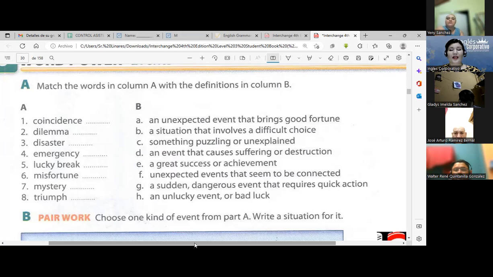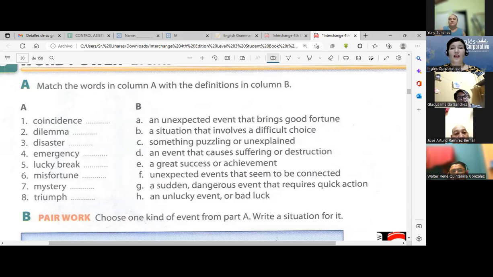But what is the definition of them? What is the meaning of coincidence? I am going to read all the definitions and you decide on which one is correct. An unexpected event that brings good fortune, a situation that involves a difficult choice, something puzzling or unexplained, an event that causes suffering or destruction, a great success or achievement, unexpected events that seemed to be connected, a sudden dangerous event that requires quick action, an unlucky event or bad luck.